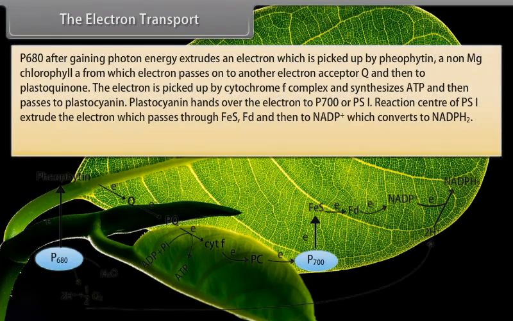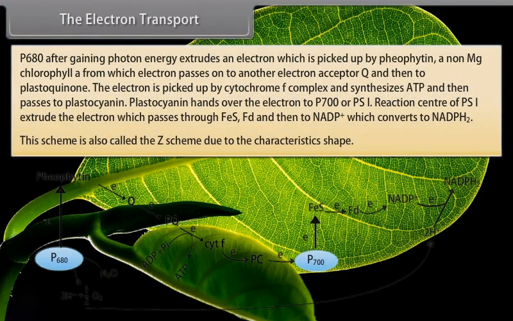The electron is picked up by the cytochrome F complex and synthesizes ATP, and then passes to plastocyanin. Plastocyanin hands over the electron to P700 or PS1. The reaction center of PS1 extrudes the electron which passes through FeS, FD and then to NADP+, which converts to NADPH2. This scheme is also called the Z scheme due to its characteristic shape.